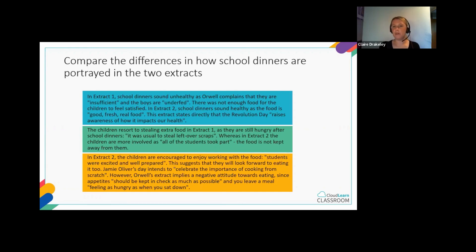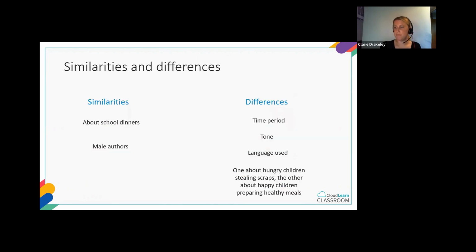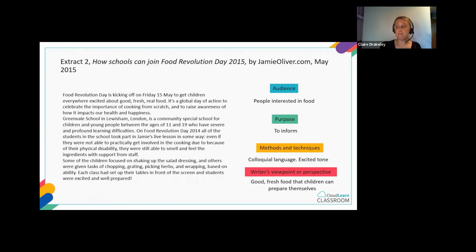And remember, the essay style question that I've come up with in this one is: compare the differences in how school dinners are portrayed in the two extracts. This question could well have been written, and often will be given to you in an exam, as: compare how the writers convey. In the how instance, you don't want to be talking about the what. That would be, if we go back, the how would be the methods and techniques.